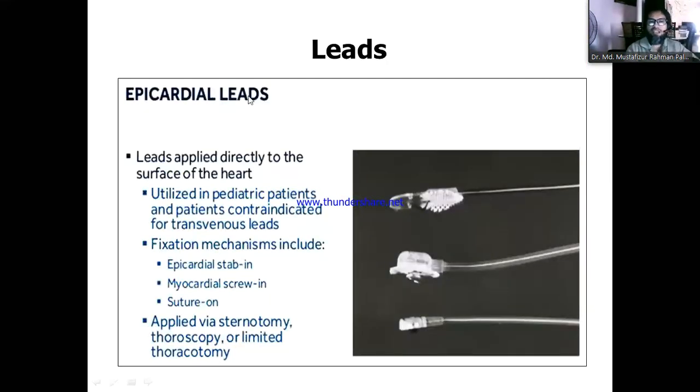And the epicardial leads are used if the person is contraindicated for the transvenous lead, for example in pediatric patients. It is applicable by epicardial leads, with fixation by epicardial stabbing, or myocardial screw-in, or suture on by sternotomy, thoracoscopy, or limited thoracotomy. During cardiac surgery, the surgeon can also implant these epicardial leads in children or pediatric patients.